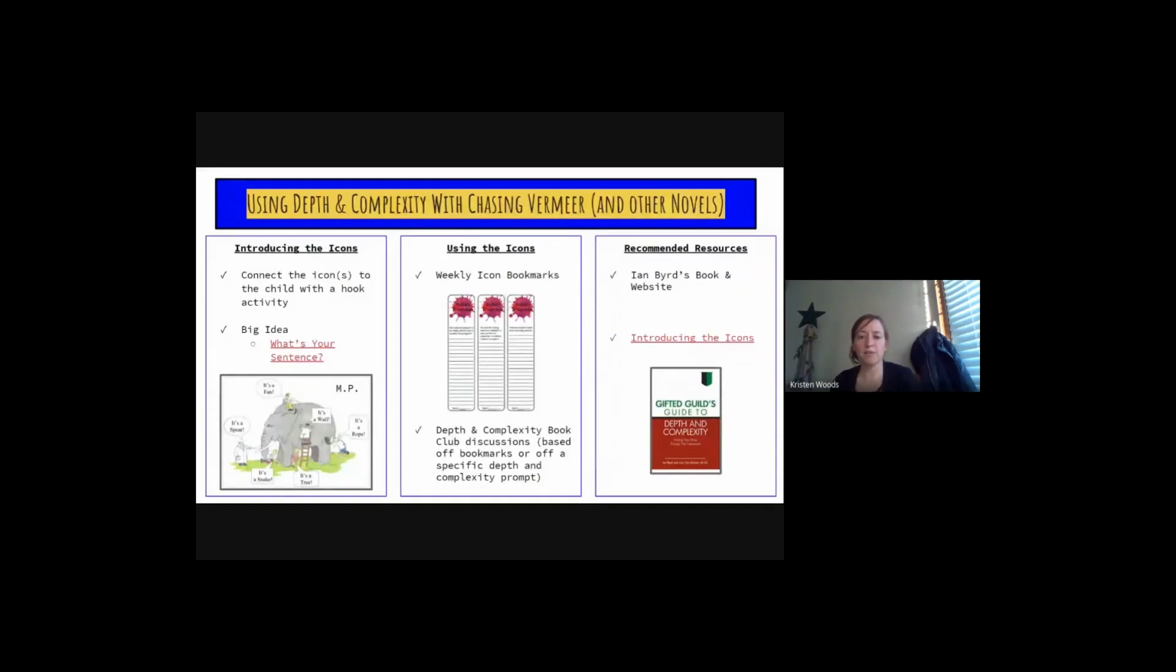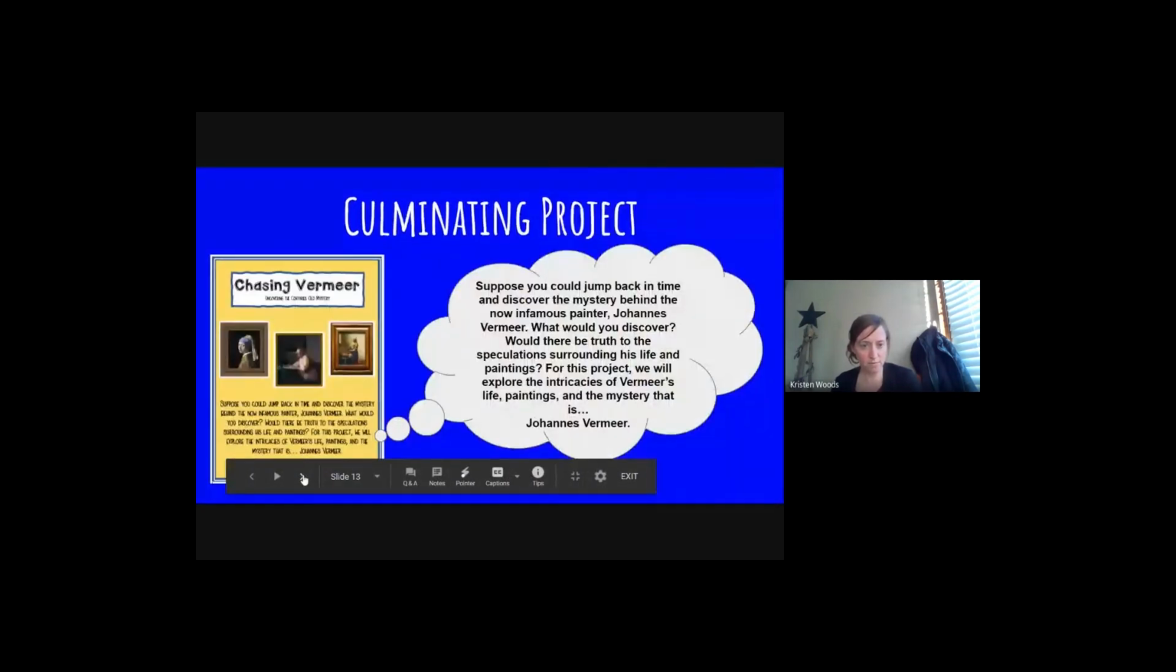On the right-hand side, if you are interested in learning a bit more about these, Ian Byrd's website is awesome. The book is below, like I have right there. And then there's a link to introducing the icons on his site. We won't go there now, but it's a great introduction page on getting familiar with the icons and also how to introduce the icons. So it gives some other ideas. All right, Diane, you can go ahead and skip, I think, keep going right there.